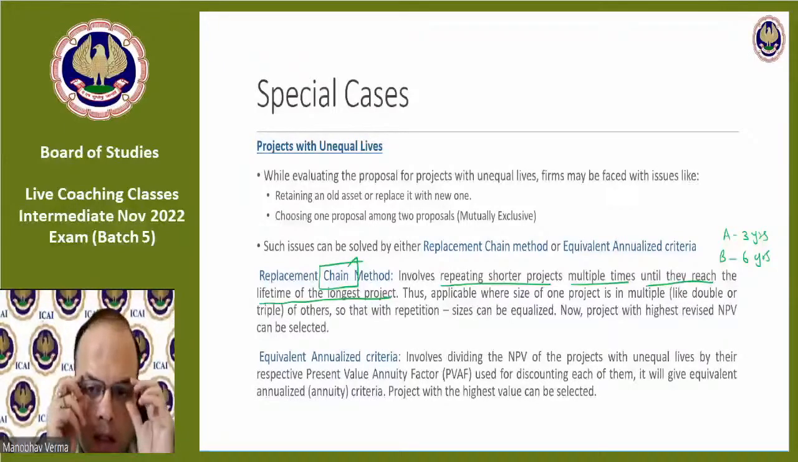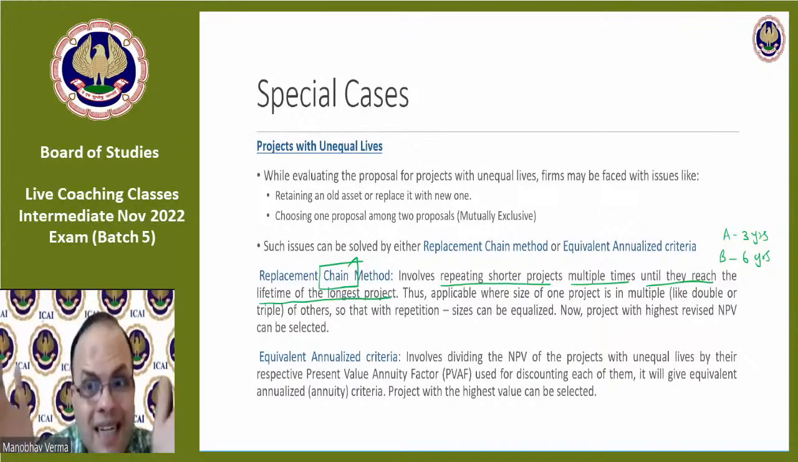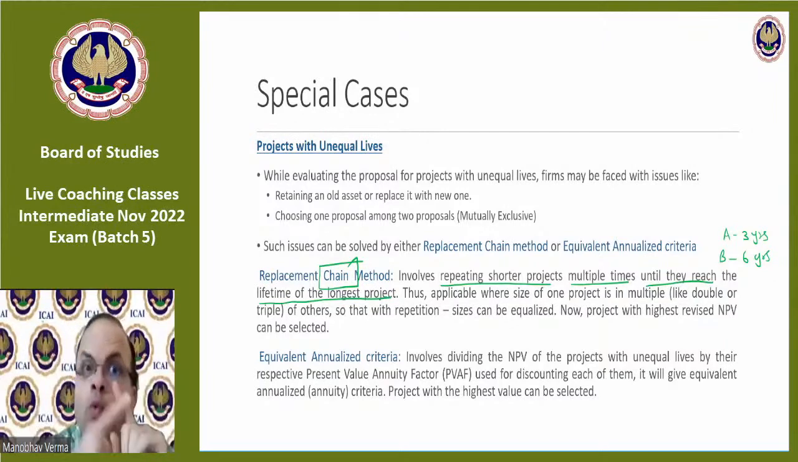Right? If I take my example, project A is for 3 years, project B is for 6 years. So let us do one thing: let us perform project A 2 times. Once project A is complete, let's assume there is another project like project A. In that case, we talk about 6 years of both projects. Mind you, one is repeated, one is non-repeated, but both are 6 years. Then we can compare the two projects easily.